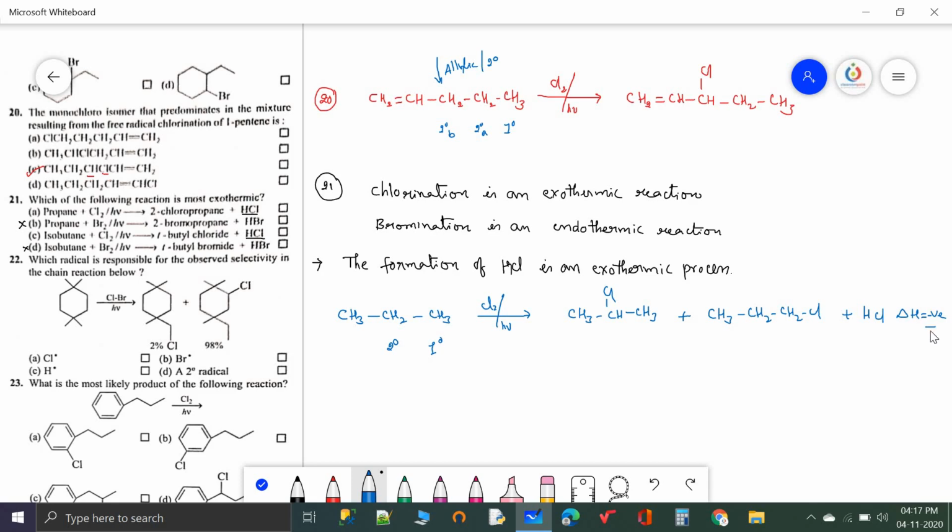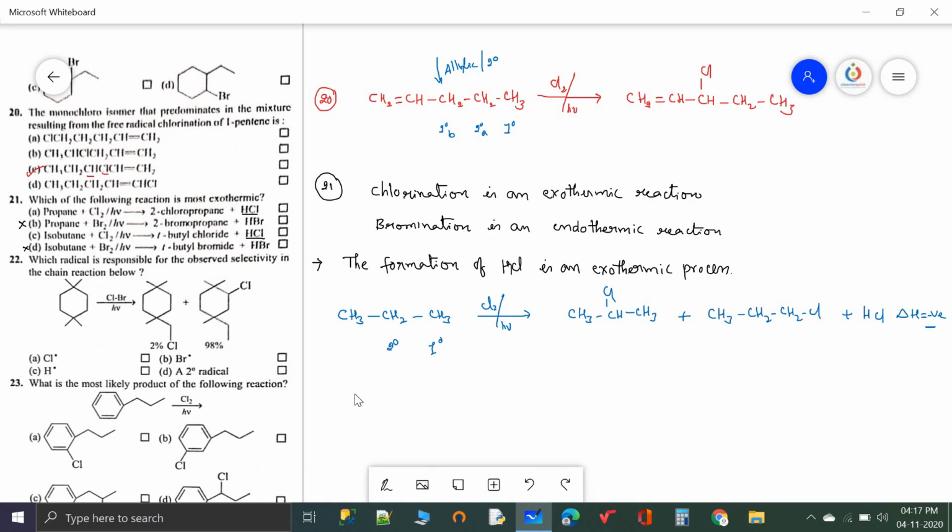The amount of energy released in any chemical reaction is the net amount of energy absorbed and released. To substitute one chlorine here, we need to break the carbon-hydrogen bond, and here also we need to break the carbon-hydrogen bond to get this molecule. To break these bonds, we need to provide some energy, which is called the bond energy. Here this releases some amount of energy. The net amount of energy is the enthalpy of the reaction.